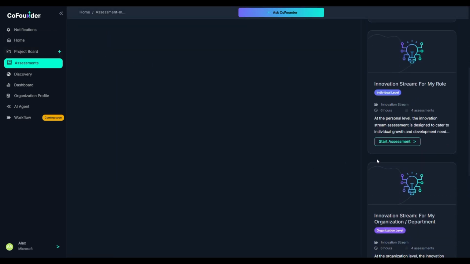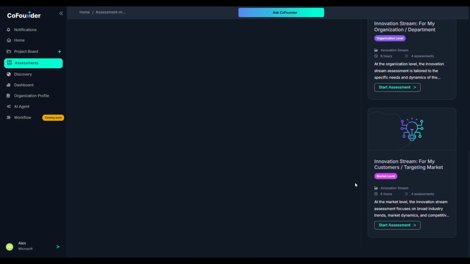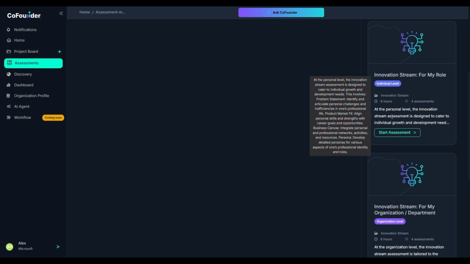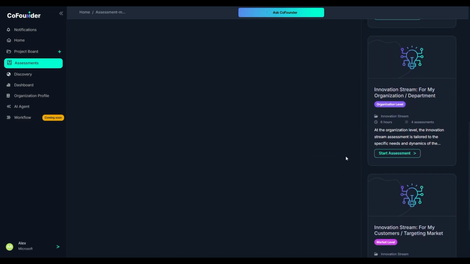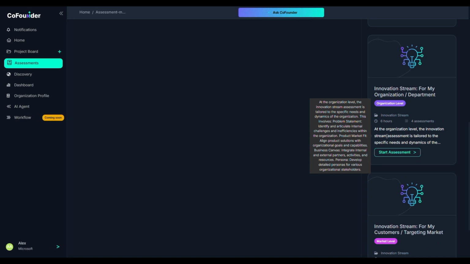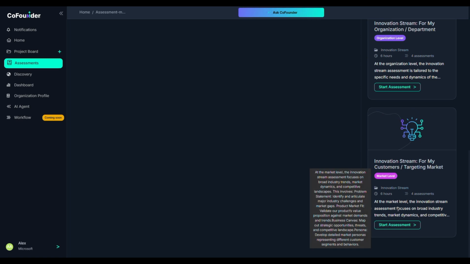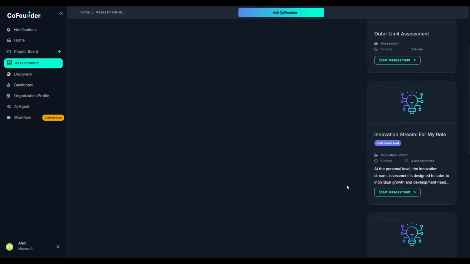I'm in the assessment dashboard now. CoFounder offers 3 types of innovation streams: role, organization, and market. Since I'm solving a problem specific to my role, things like manual reporting and unclear campaign attribution, I'm choosing role. If I were working on a department-wide process or internal tool improvement, I'd go with organization. And if I were building something for external customers or testing a new segment, that'd be market. Okay, let's click Start Assessment.